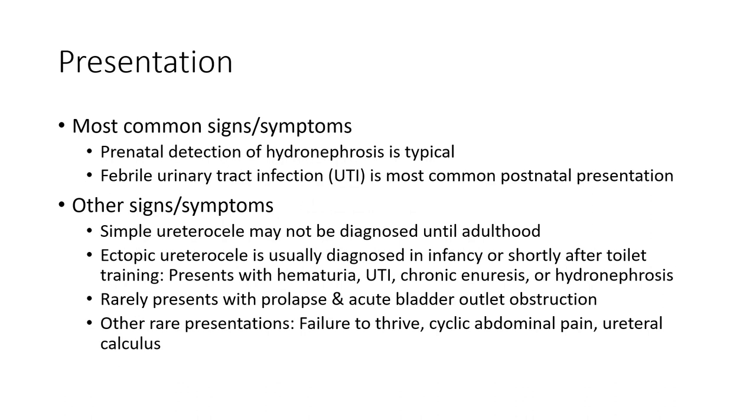Present with hematuria, UTI, chronic enuresis, or hydronephrosis. Rarely present with prolapse and acute bladder outlet obstruction. Other rare presentations: failure to thrive, cyclic abdominal pain, ureteral calculus.